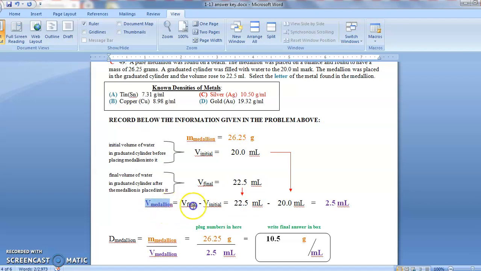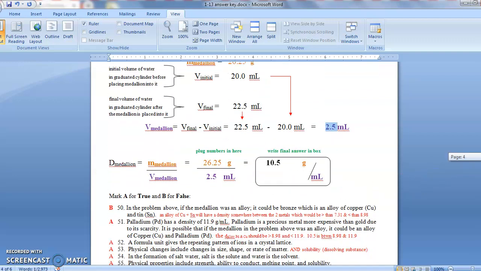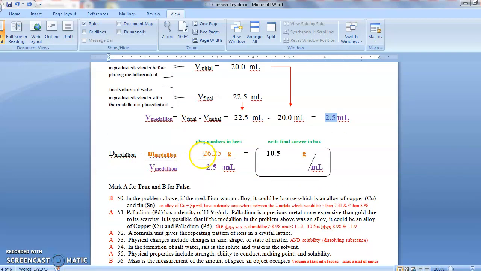So the volume of the medallion is the volume that ended at, V final, minus the volume in the graduated cylinder initially, which was 20. 22.5 minus 20, the volume of the medallion is 2.5. So the mass of the medallion is 26.25. The volume is 2.5. Density is mass of the medallion, 26.25, divided by the volume of the medallion, which is 2.5. 26.25 divided by 2.5 is 10.5.